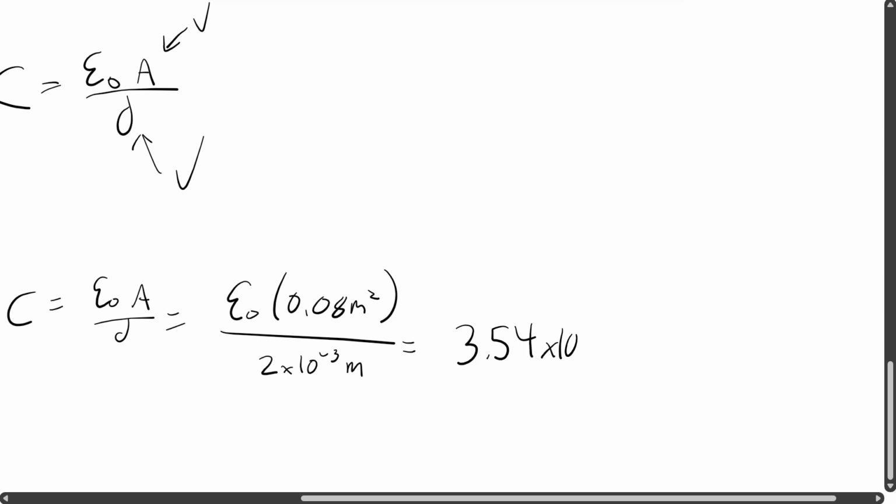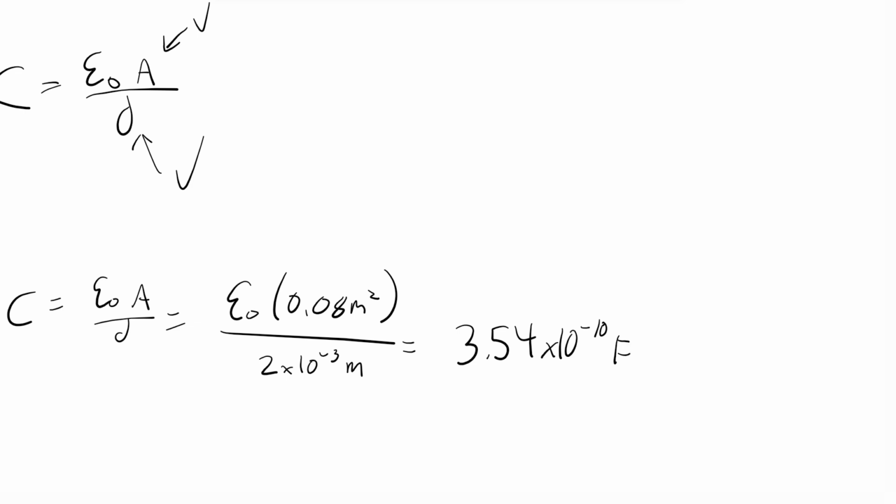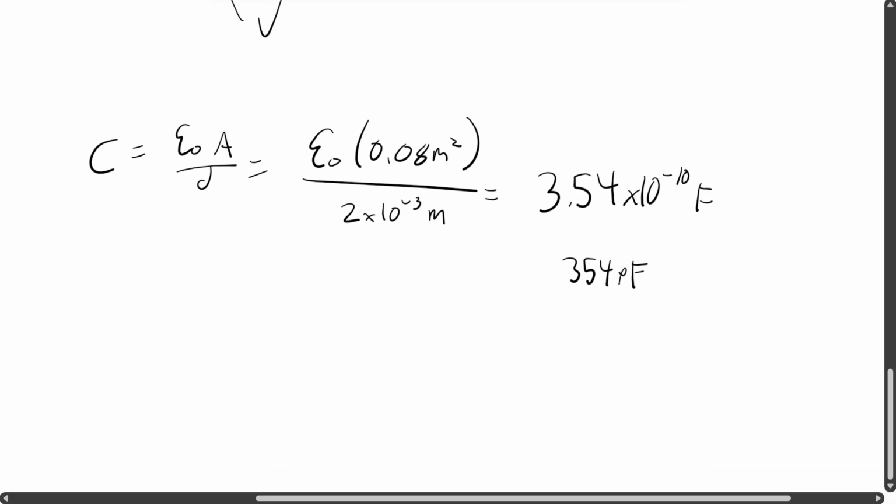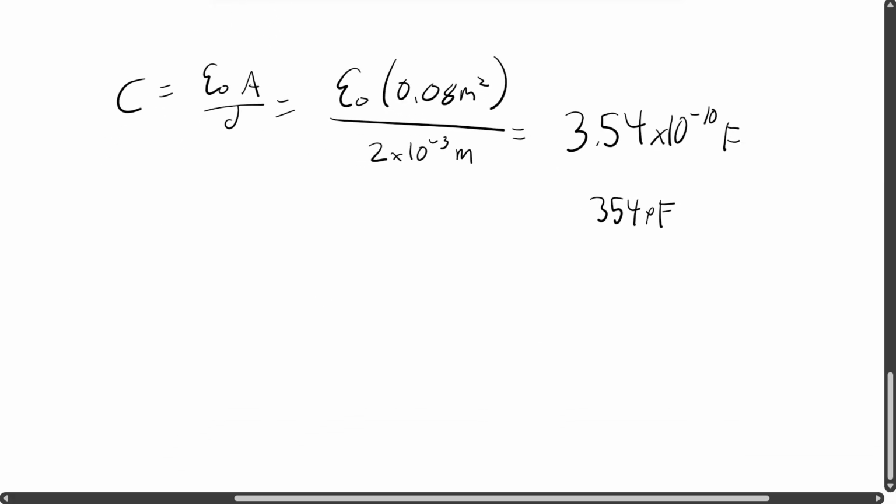3.54 times 10 to the minus 10 farads, or about 354 picofarads. So that is tiny. That is a tiny, tiny capacitance. But that's not the point. The point is we're calculating our displacement current.